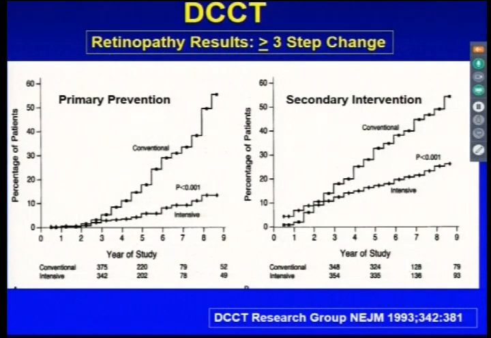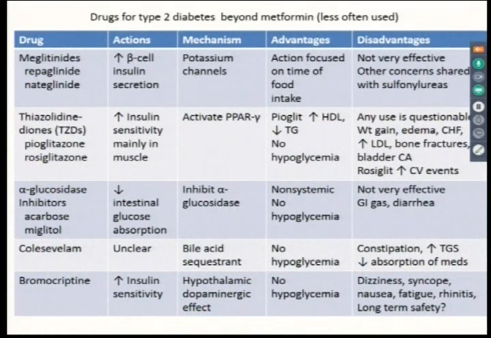So you don't see this very often. Other drugs for type 2 beyond metformin are really used less. The repaglinide and the glinides, I don't really use these. I don't find them very effective, actually, but they are shorter acting, and for people with mild diabetes, they might help postprandial glucose without having a prolonged effect.